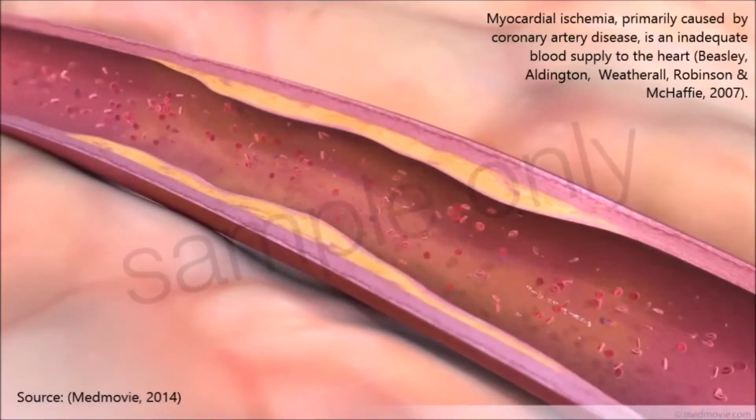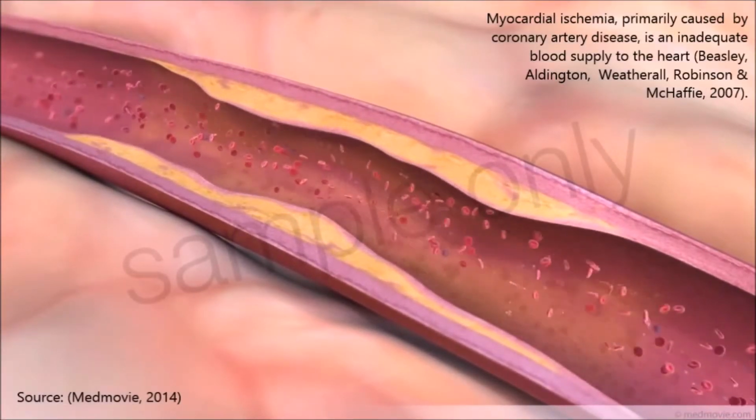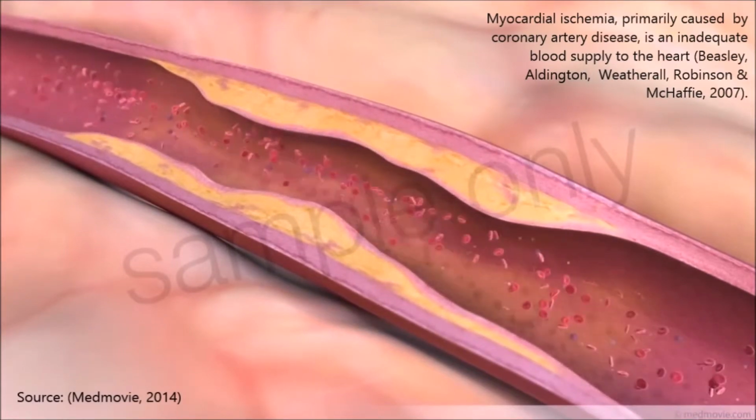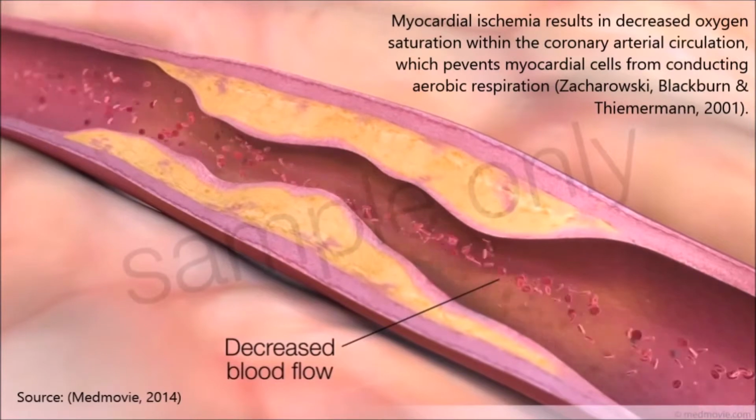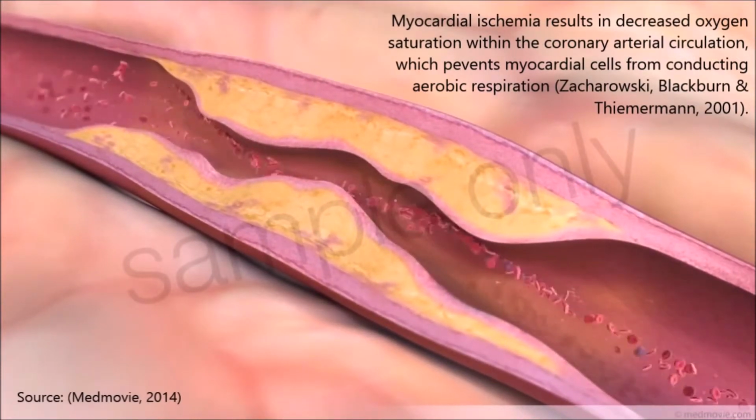Myocardial ischemia is an insufficient blood supply to the heart. This is usually caused by coronary heart disease and results in decreased oxygen to the myocardium. A decreased level of oxygen to the myocardium prevents aerobic respiration from occurring.